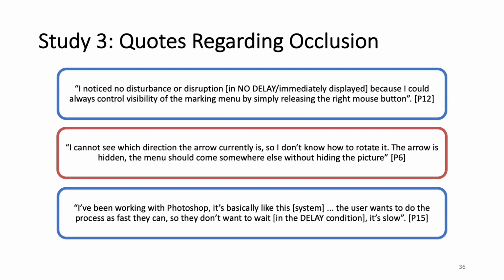The Think Aloud data revealed some more insights on whether or not visual disruption is an issue. First, P12 noted that they noticed no disturbance or disruption since they would always be able to control visibility of the menu by releasing the mouse button. However, P6 noted an issue that they could not see which direction an item was facing, as it was occluded by the menu, so they were unsure of how to rotate it. But participant 15 said the delay condition is slow because users want to be able to do a process as fast as they can without waiting.